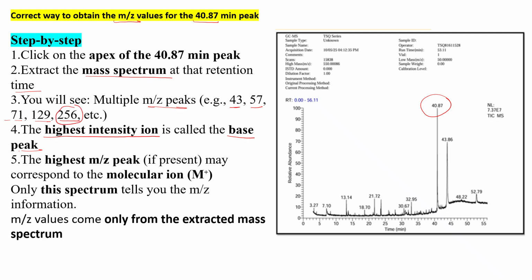The highest m/z peak, if present, may correspond to the molecular ion. Only this spectrum tells you m/z information. So the m/z values come only from the extracted mass spectrum.